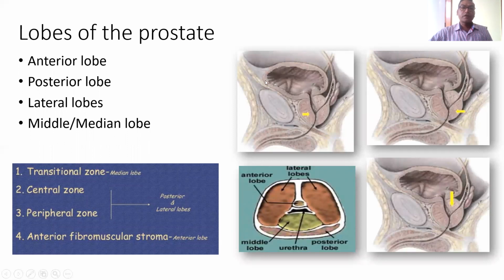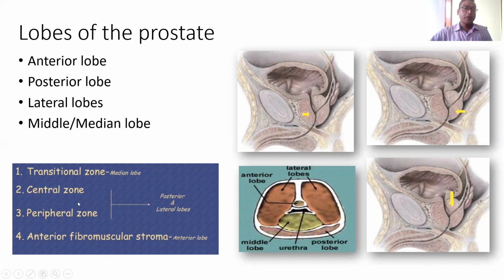This is the classical description of the lobes of the prostate. This is the anterior lobe or the anterior fibromuscular stroma. This is the posterior lobe. It is very important in relation to TURP. A large amount of prostatic tissue is left behind when we do TURP. The left-behind tissue is mostly the posterior lobe. These are the lateral lobes, the most prominent ones, and this is the superior lobe or the median lobe.